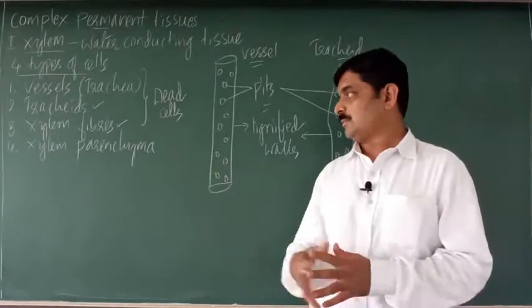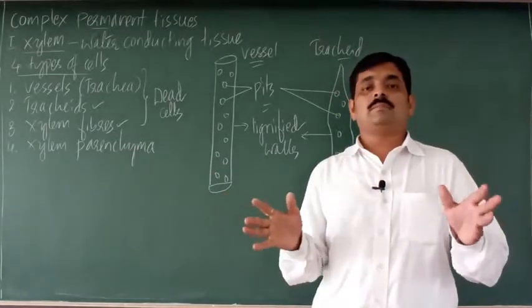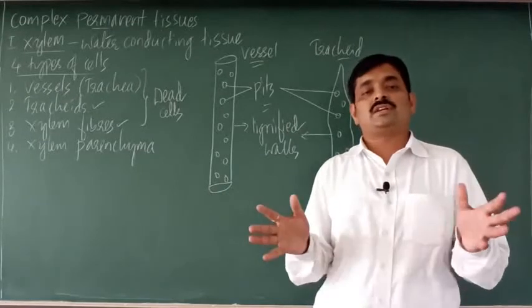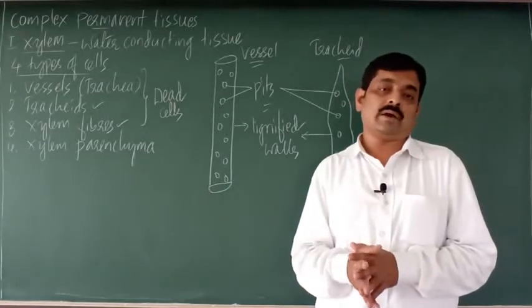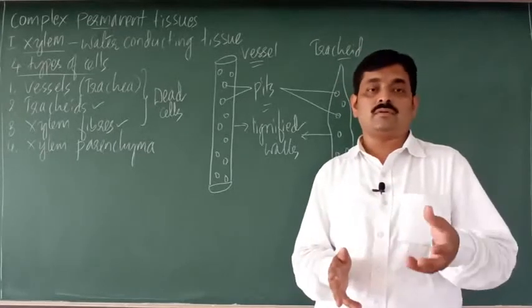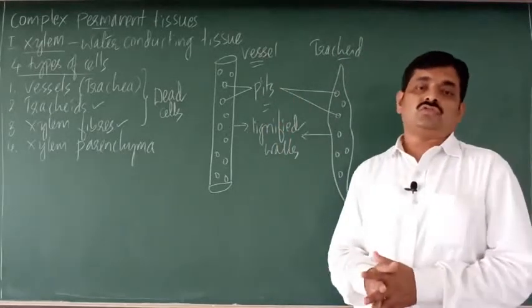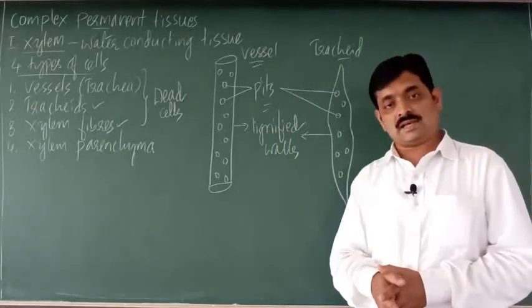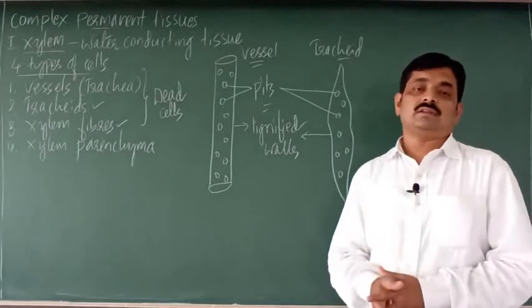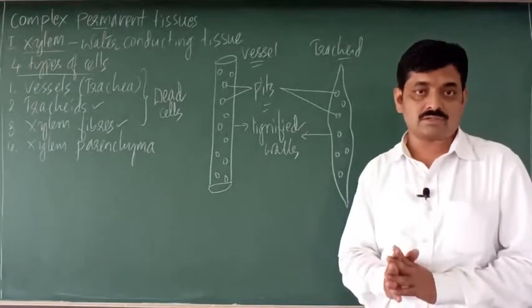Then the fourth component is the xylem parenchyma. There are certain parenchyma cells which are associated with the xylem. It forms xylem parenchyma. The main function of this fourth cell is storage of food materials. So that is about the structure of xylem. Next we shall consider the second complex permanent tissue, that is phloem.